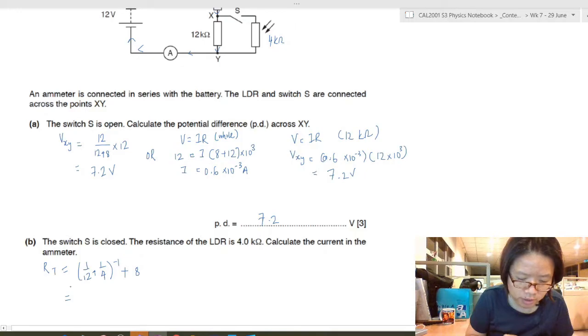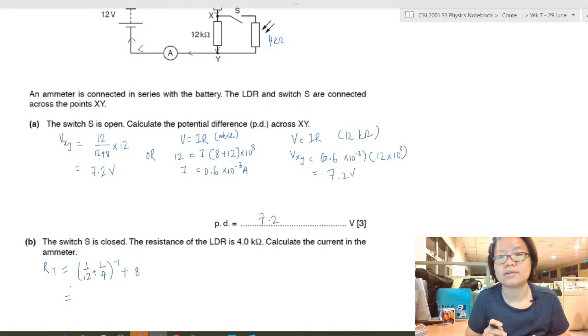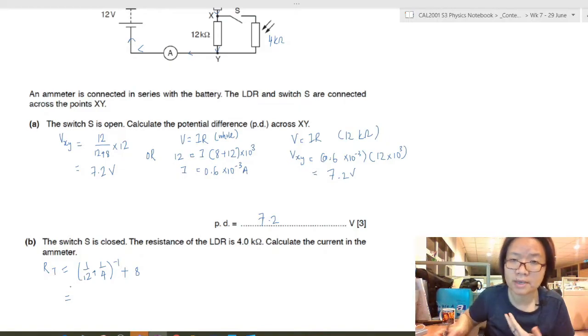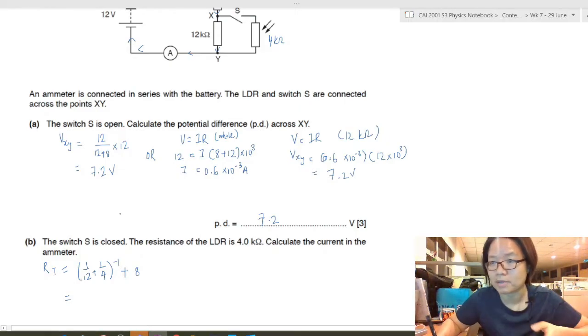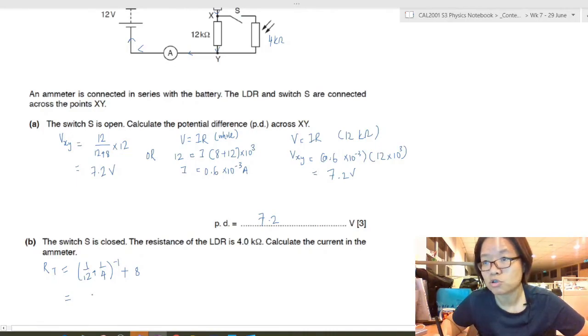Okay, so you notice that for me, I tend to write power -1 because, you know, younger me forgotten to invert, then the whole question wrong, very pain, right? So I write the -1 there to remind myself to invert. So 1/12 plus 1/4 is 1/3, so this one will become 3. 1/3 inverted is 3. So you get 3 plus 8, which is 11 ohm.